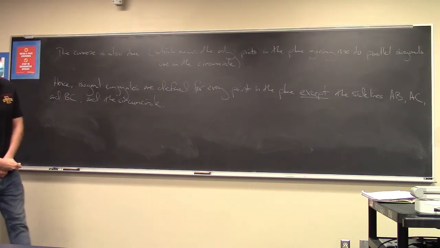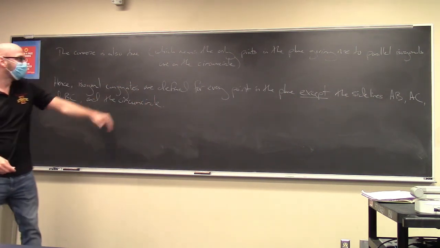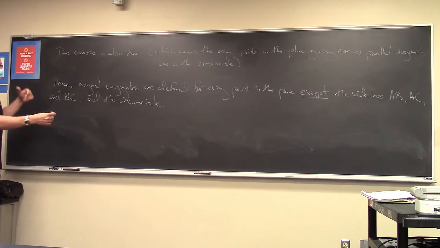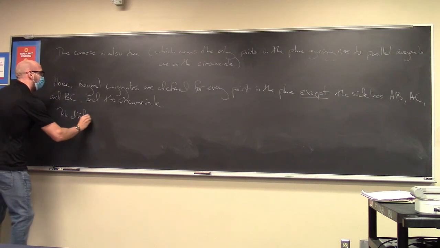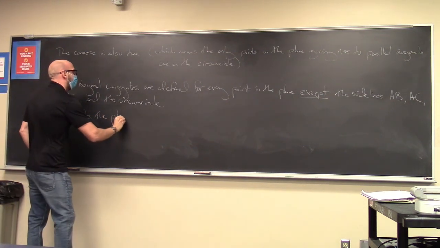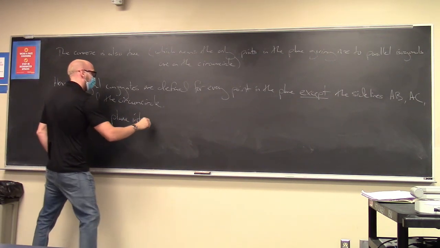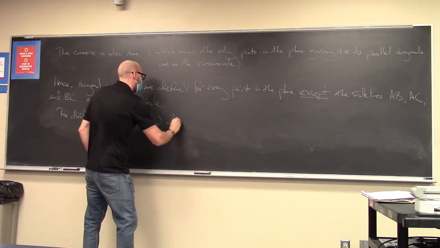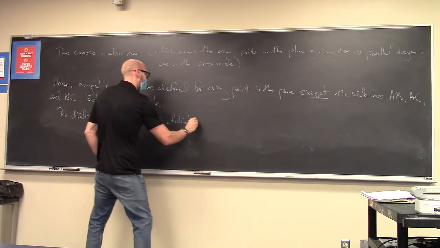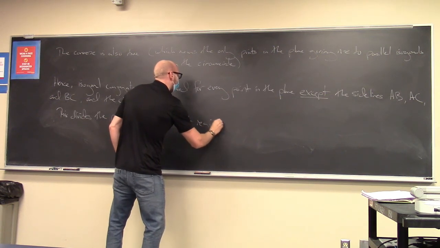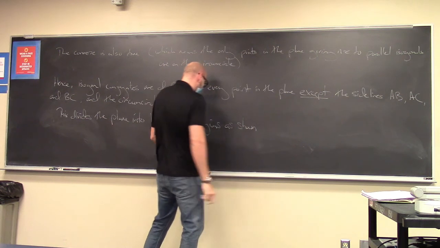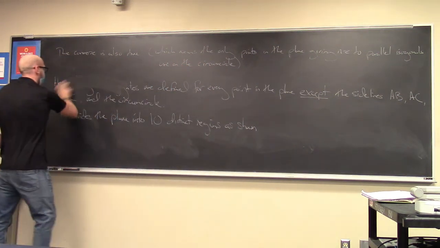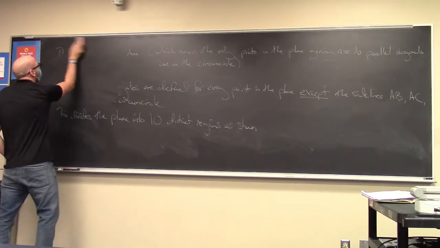So if we drew a picture of all these lines in the circumcircle, turns out you end up dividing the plane into 10 different regions. This divides the plane into 10 distinct regions as shown. I'll attempt to draw a picture.